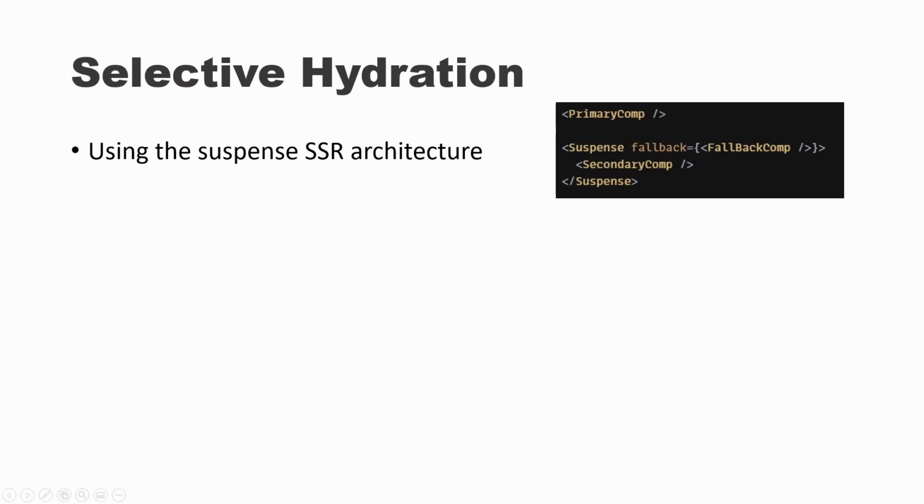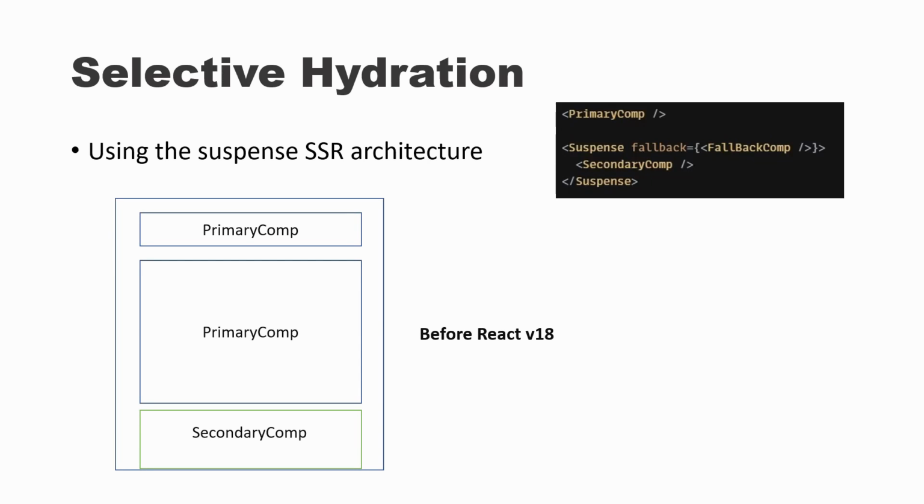So the traditional hydration process in server-side rendering also has several flaws. For example, in a page, you have a primary component and a secondary component similar to the previous one. Before React 18, the page will load all the components together before hydrating. And once it's loaded, it will hydrate all the components all at once, and then the page becomes interactive. And if some component takes longer to load or takes longer to hydrate, it will make the page feel uninteractive for a period of time.